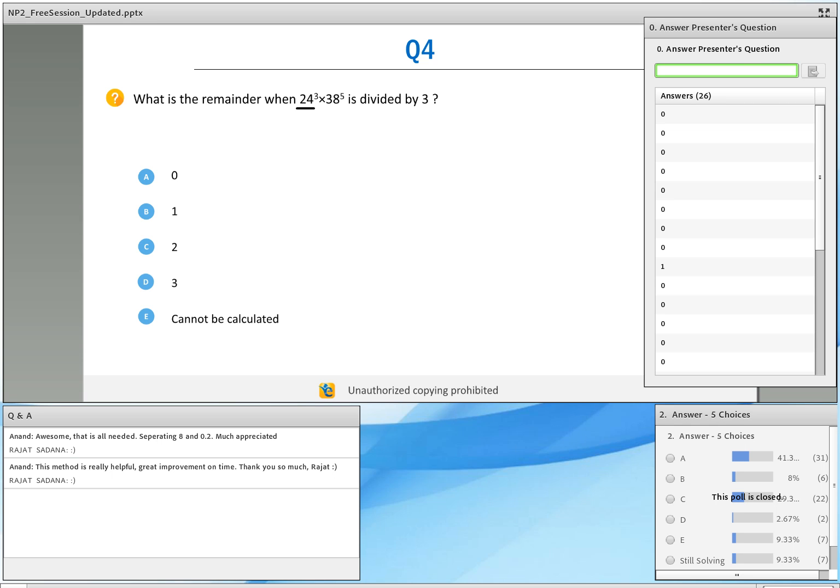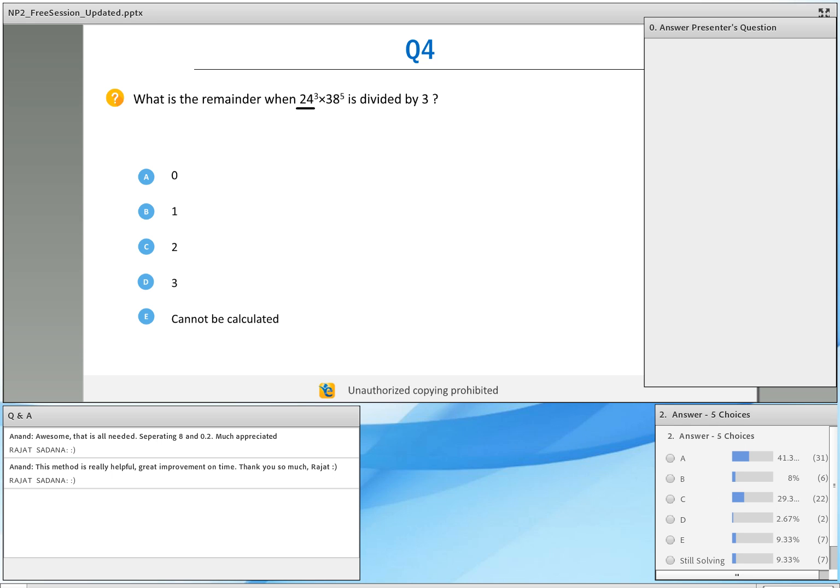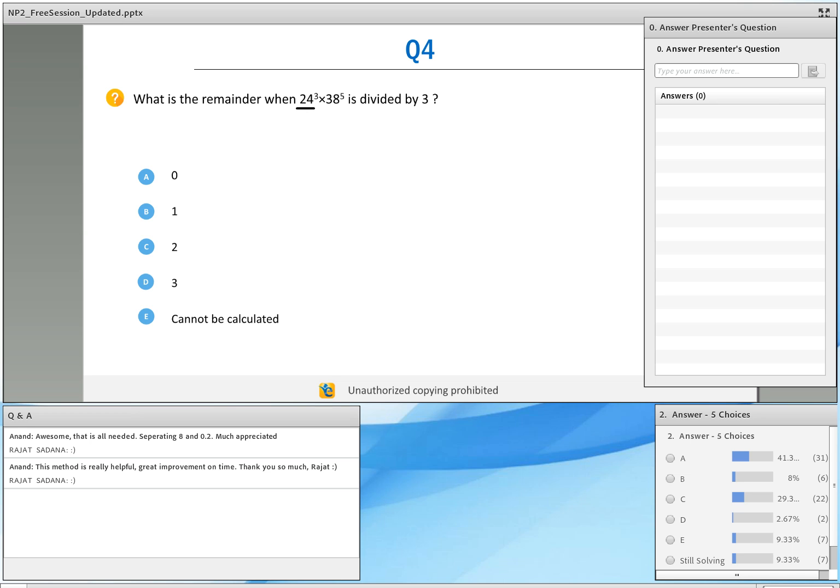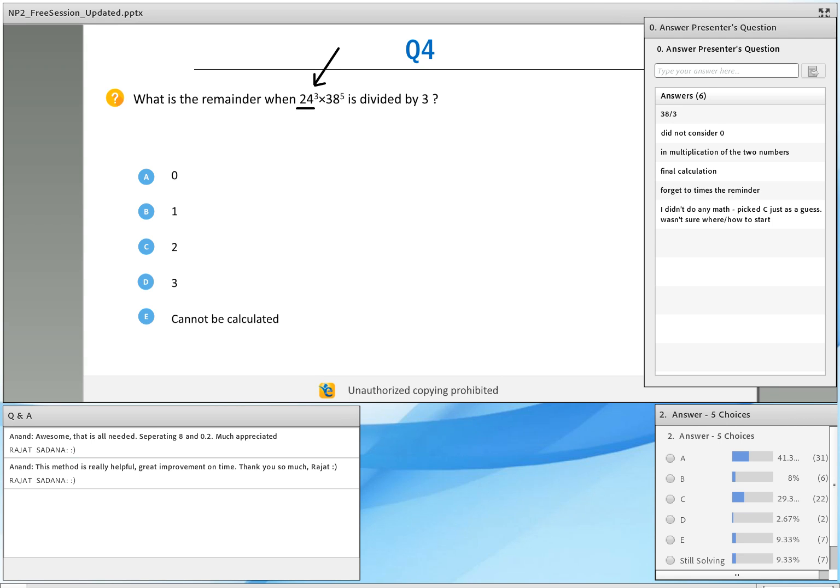If I end the poll and broadcast the results, so many of you chose C. Where did you make a mistake? So many of you chose 2. Where did you make a mistake? Why did you not look at 24 multiplied by 3? That's 0. And then anything multiplied by 0 in the multiplication of 2 remainders.